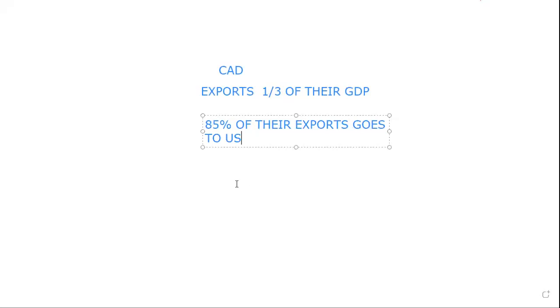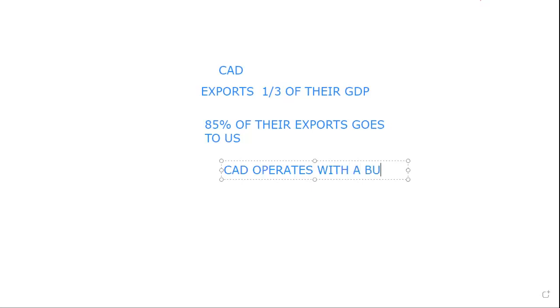Number three. The third we are going to look at here is this: Canada, or CAD, let me just use CAD as an abbreviation for the Canadian dollar, operates with a budget surplus and trade surplus.